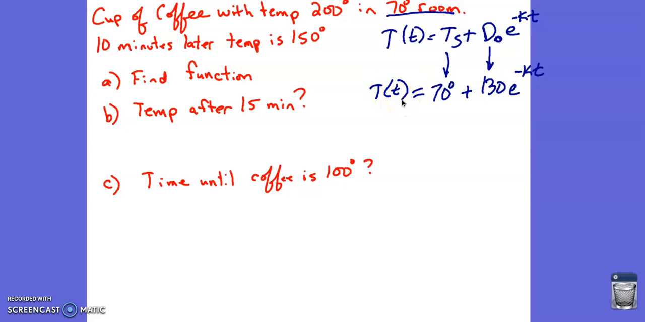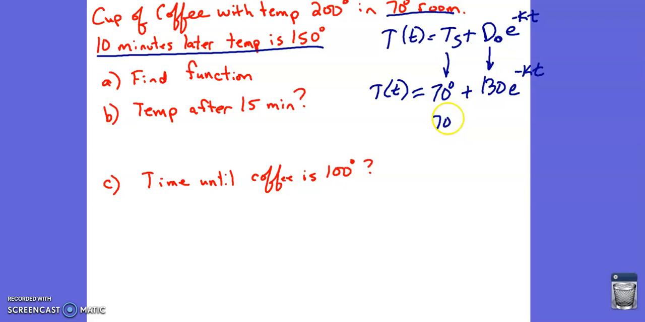I notice I haven't used all the information. I have not used this piece of information right here. So now I want to find what K is. K is the constant. If we're talking about coffee, ice cream, or a turkey that comes out of the oven, whatever it is, K depends on the substance we're talking about. It's a certain constant depending on the substance. So we need to find out what this is, and obviously, we're going to use 10 minutes for the time.